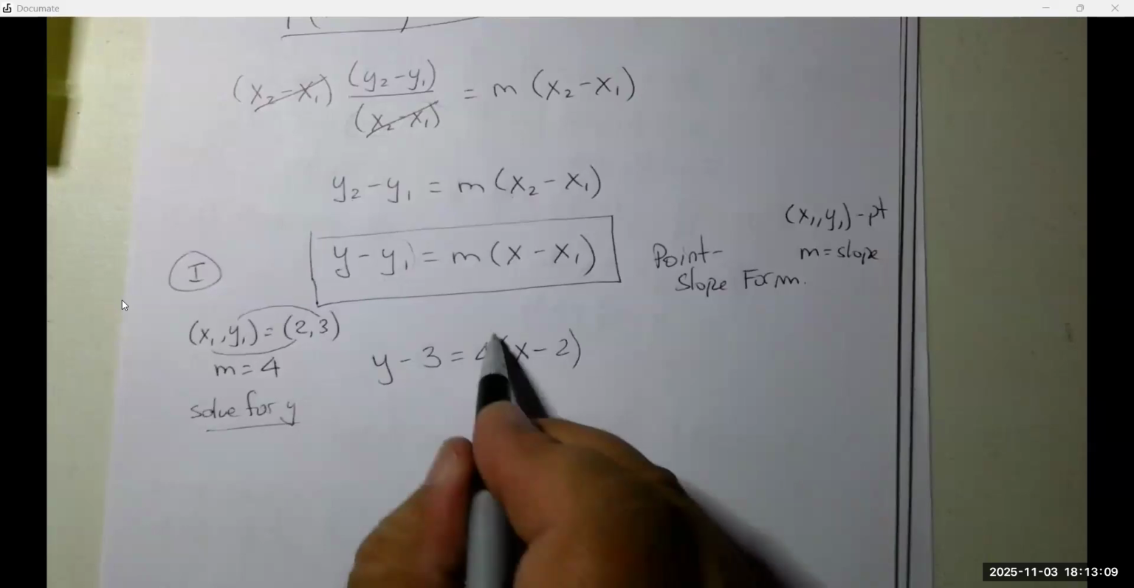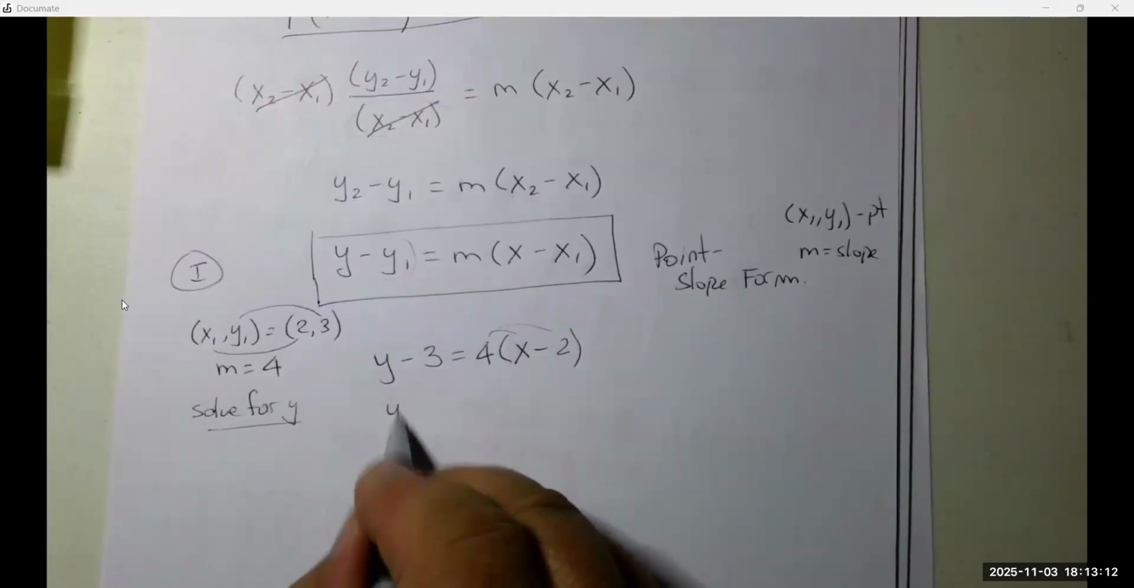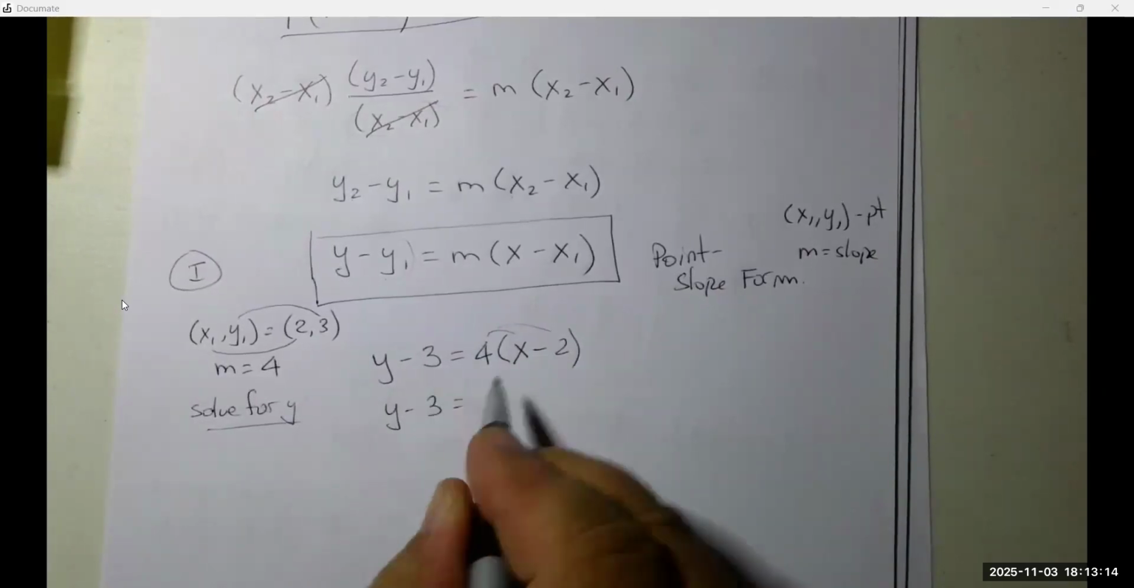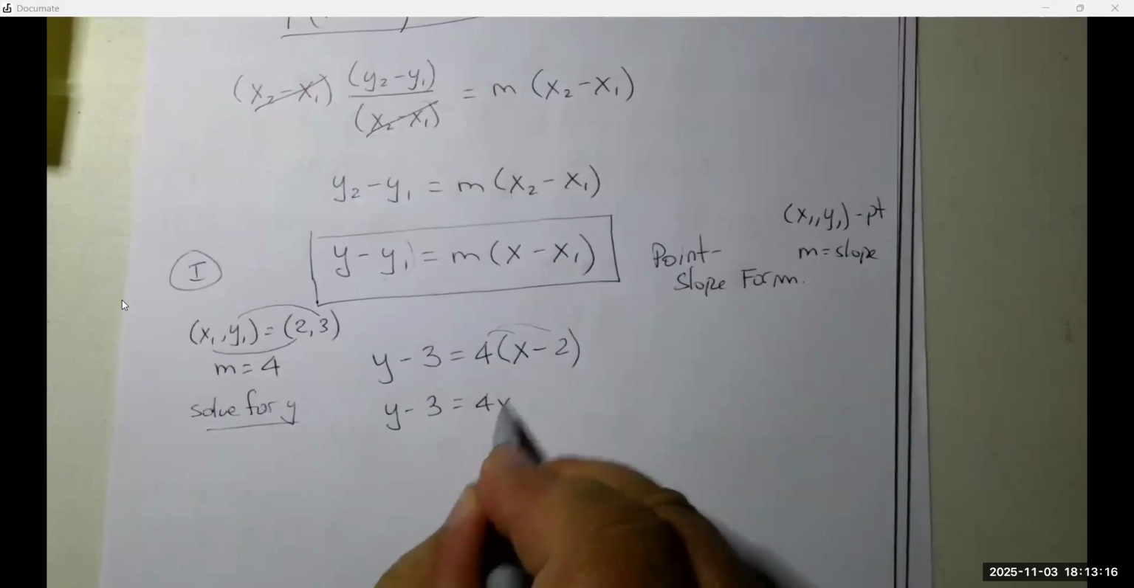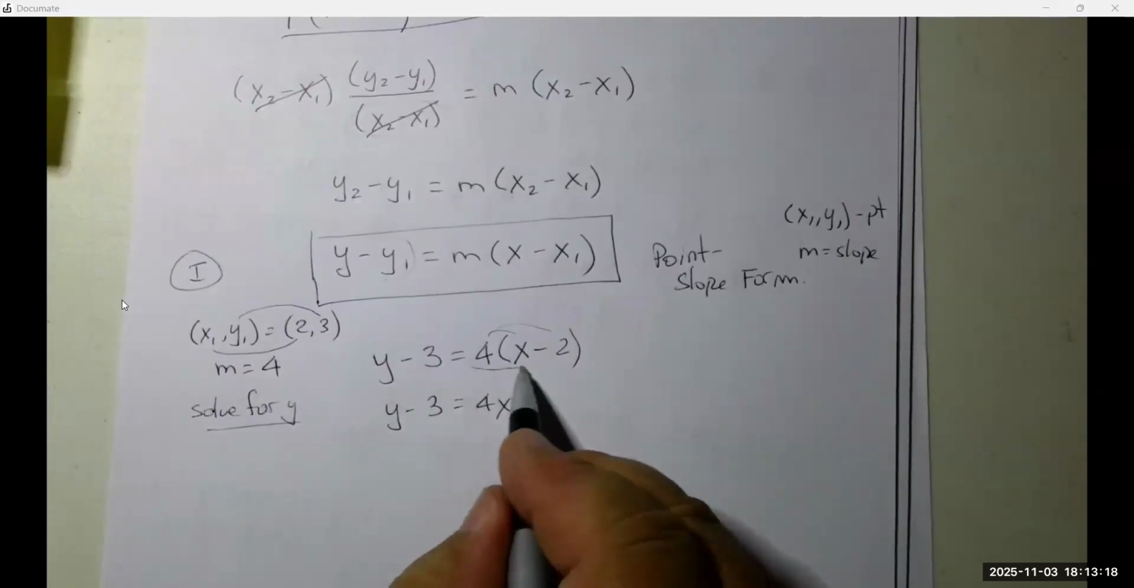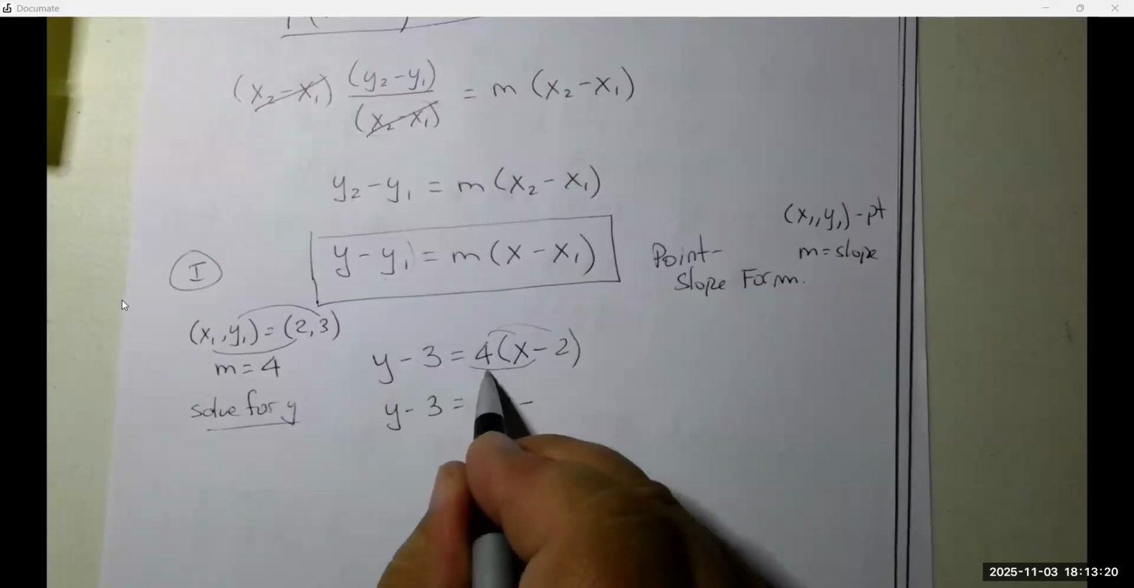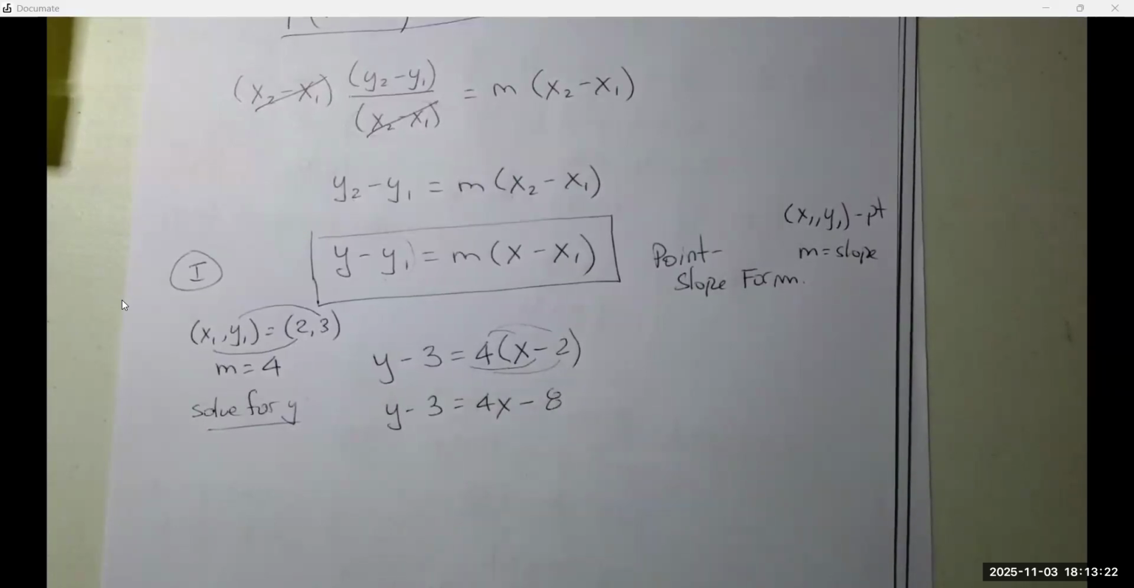So let's get rid of the parentheses first. So we distribute. 4 times x is 4x. Positive times negative is negative. 4 times 2 is 8.